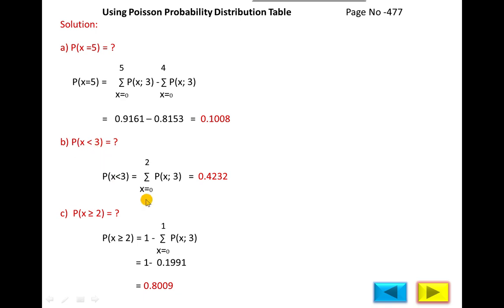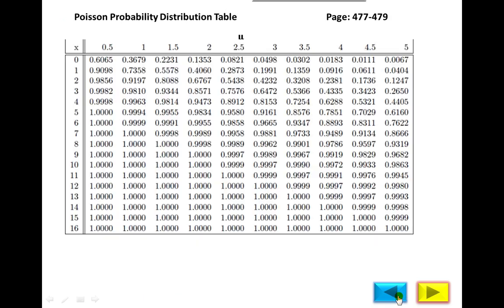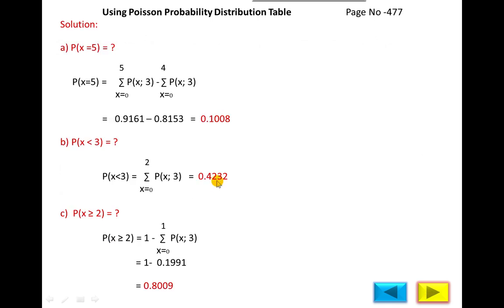And less than 3 means from 0 to 2, right? We find the direct value from the table without any calculation, without any difficulty, without consuming time. So from 0 to 2 means write the value of 2 directly. The value of 2 is 0.4232. And greater than or equal to 2, we subtract from 1.